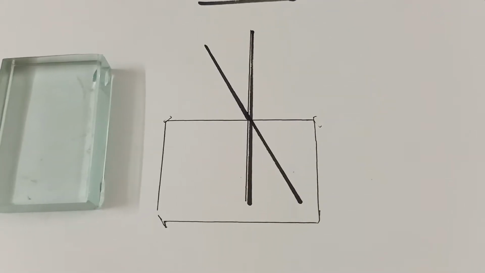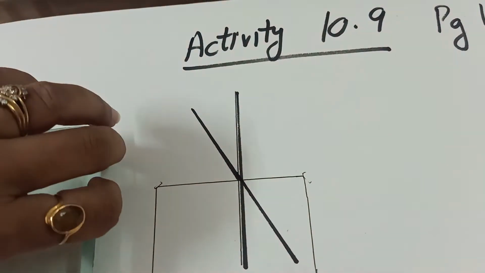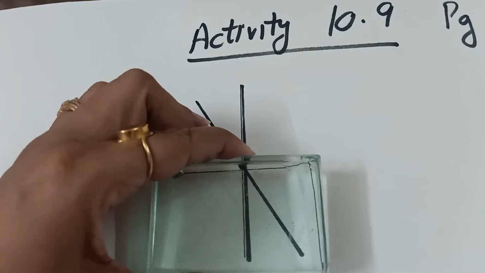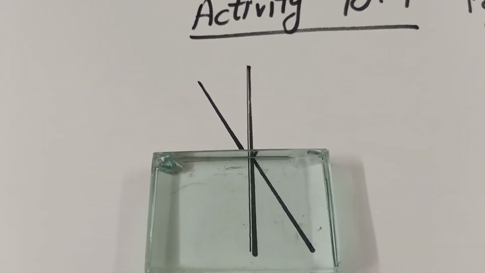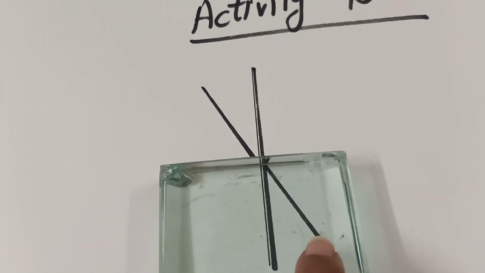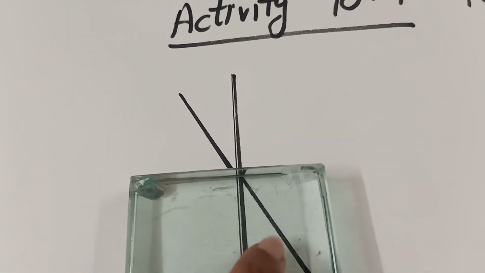Place a glass slab over the line in such a way that one of its edges makes an angle with the line. So now what I will do, I will just place this glass slab over this outline, right? Easily you can see the difference. See this one, this is the line.